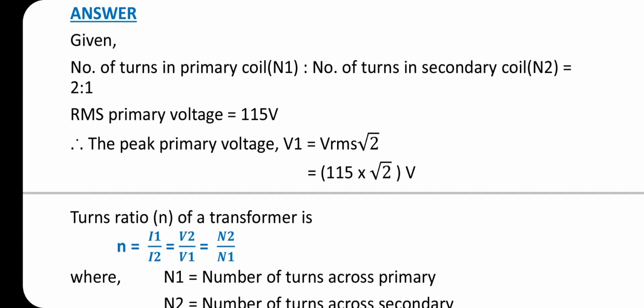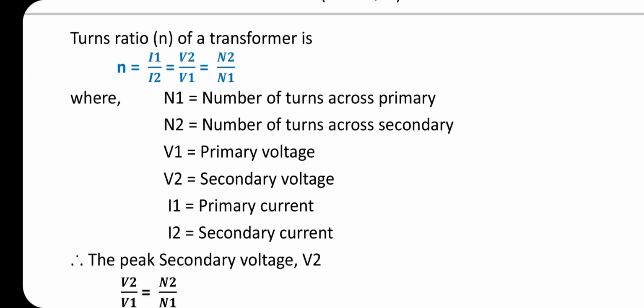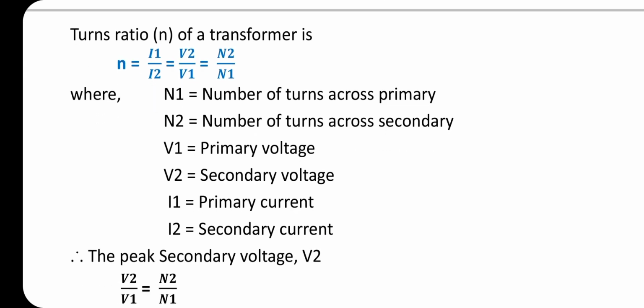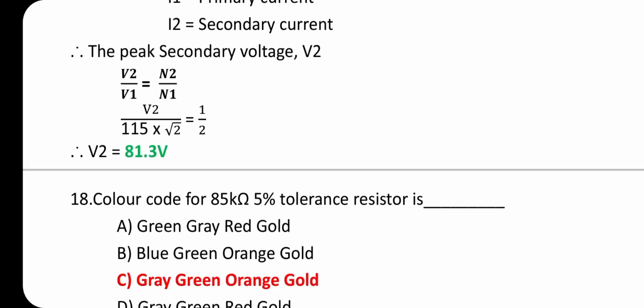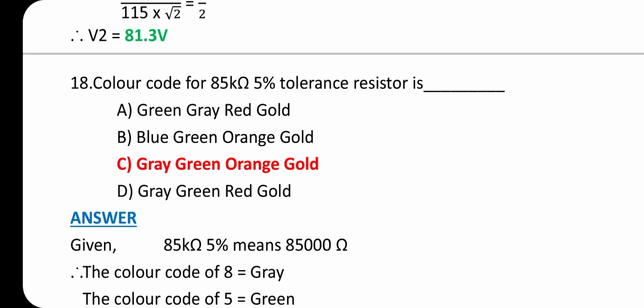Turns ratio N of a transformer is N equal to I1 by I2 equal to V2 by V1 equal to N2 by N1, where N1 is the number of turns across primary, N2 is the number of turns across secondary, V1 is the primary voltage, V2 is the secondary voltage, I1 is the primary current and I2 is the secondary current. Therefore, the peak secondary voltage V2 we can get from V2 by V1 equal to N2 by N1. Substituting the values of V2, V1, N2 and N1, we get V2 equal to 81.3 volt.